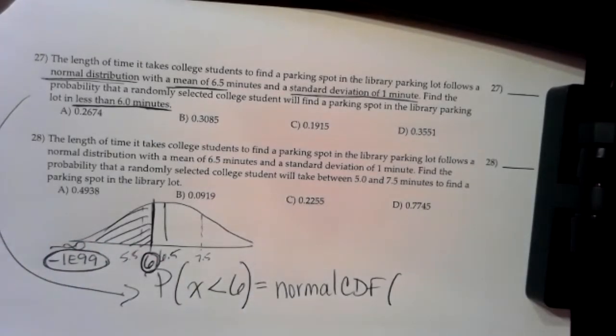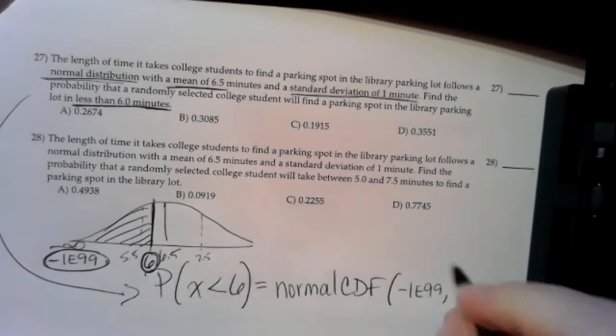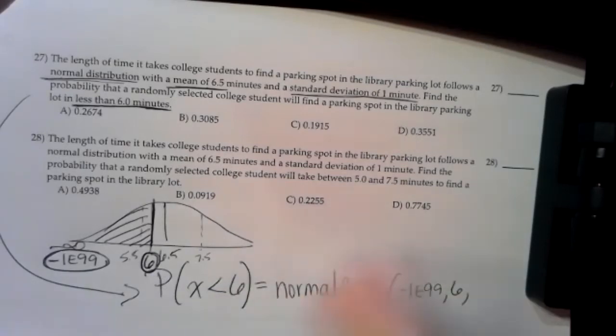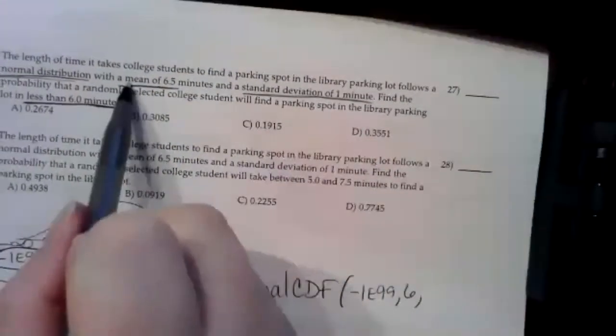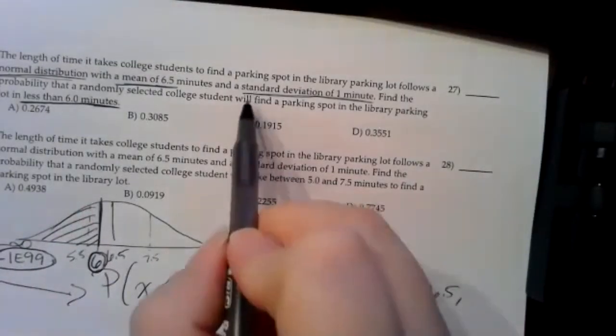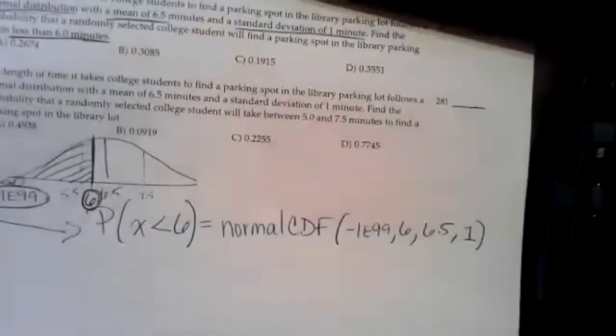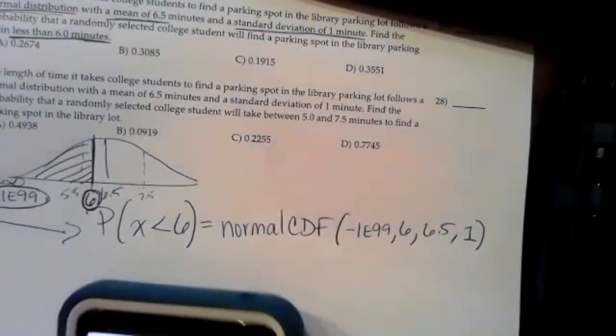Okay, and so with my normal CDF, my four numbers are negative 1e99, then I'm going up to the 6, then the mean they told me in the problem, 6.5, and the standard deviation they gave me, which is 1. I'm going to type that in and let it run.